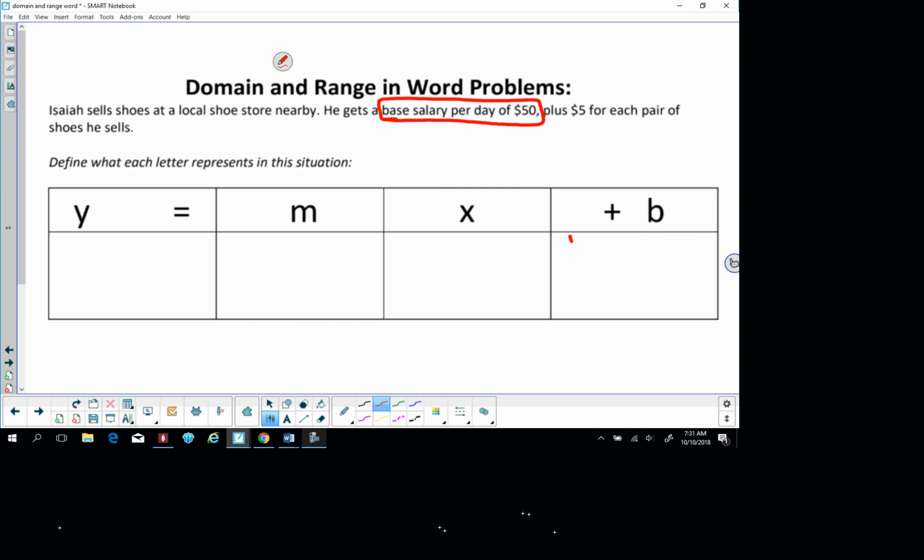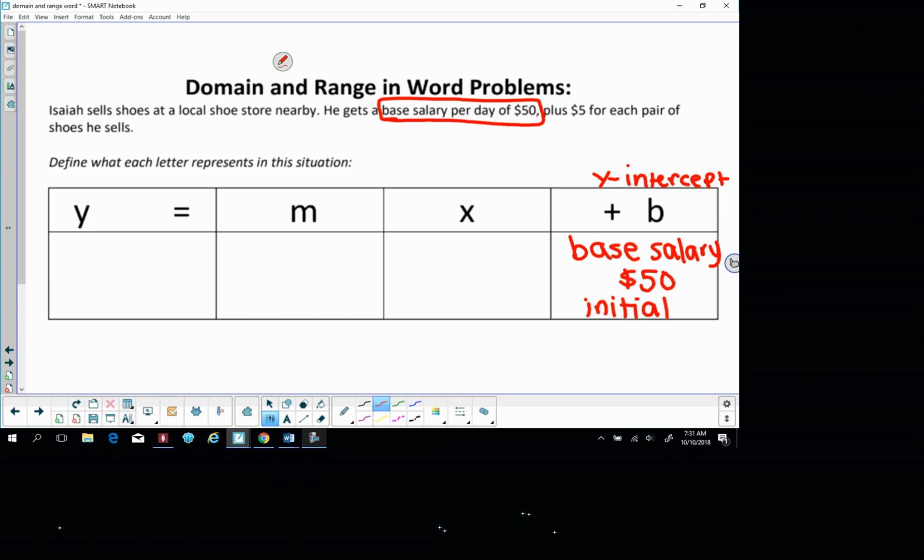So right here, I would write the base salary of $50 because it's your initial or your beginning amount. And we know that this is our y-intercept. So basically plugging it into this equation.